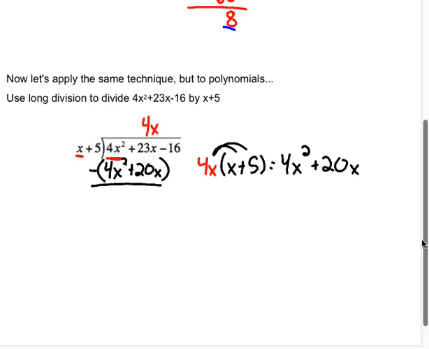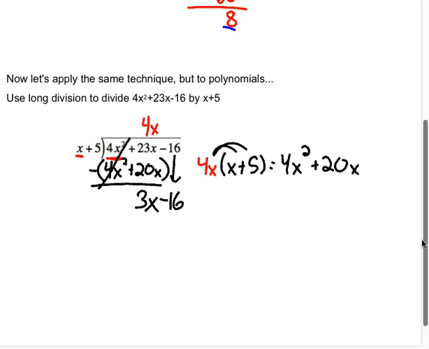And again, I'm always going to subtract it off to see how close I'm getting. You should always eliminate that first term, 4x squared minus 4x squared. That should always be gone. Always you can eliminate that piece. Now 23x minus 20x is going to leave me with a 3x. And then I can bring down that negative 16.